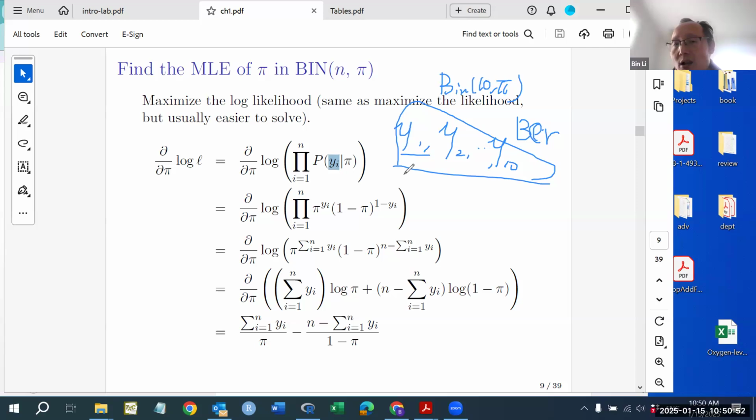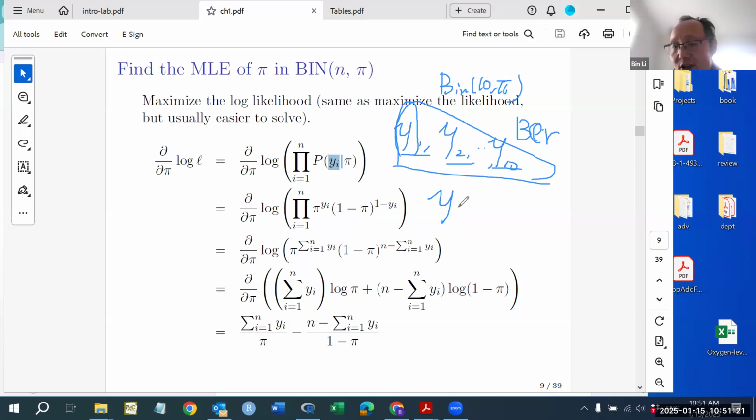So first, what are the possible values for y1 through y10? We have 10 trials, right? Remember, a Bernoulli is just binary. It has either success or failure, right? So here, let's take success as 1, because we are measuring how many successes there are among these 10 trials, right?